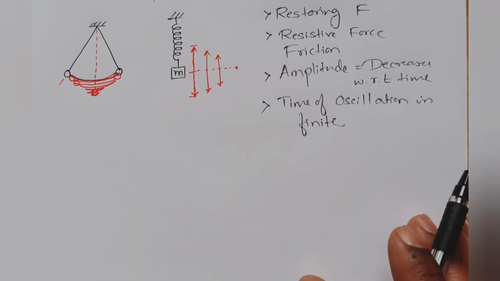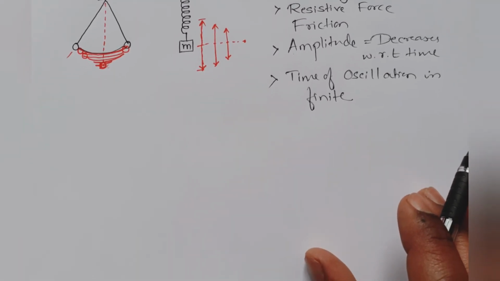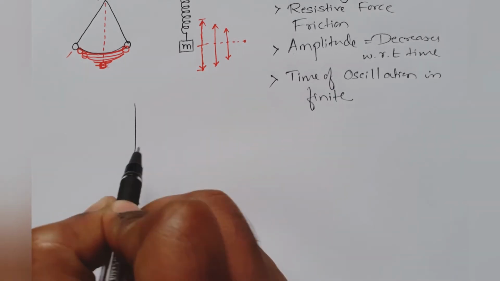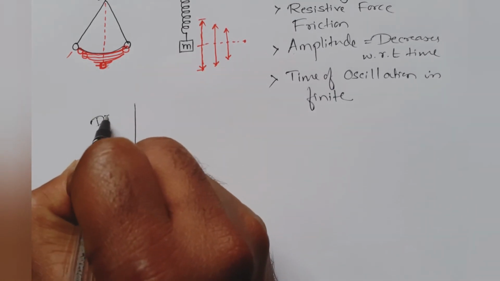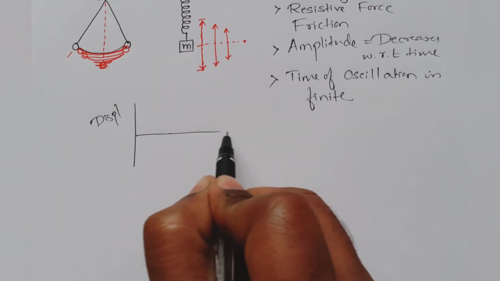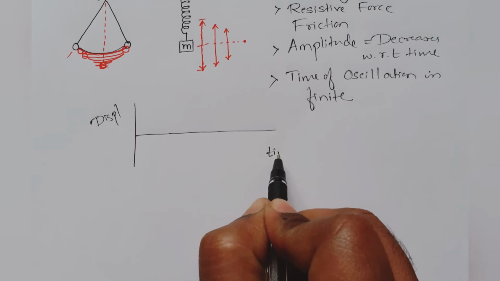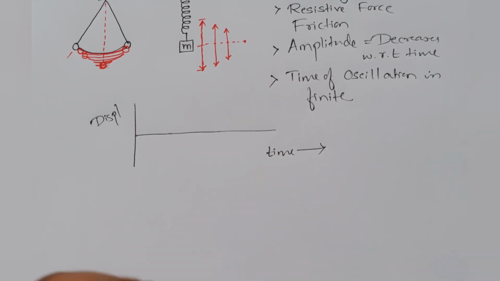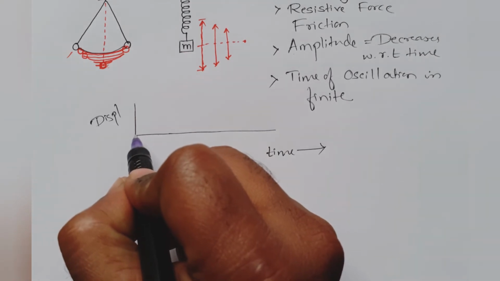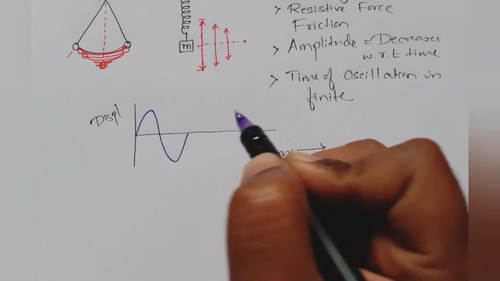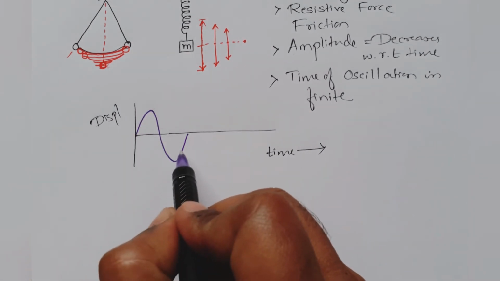Now we will see how the graph or the sine wave of the damped oscillation is. We know along the y-axis it is the displacement. Along the x-axis we will take it as the time, and then say this is the first oscillation, this is two, and this is the first cycle.